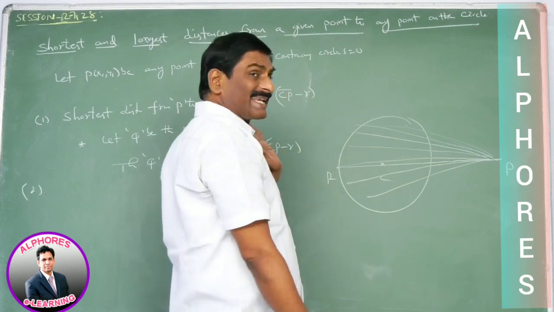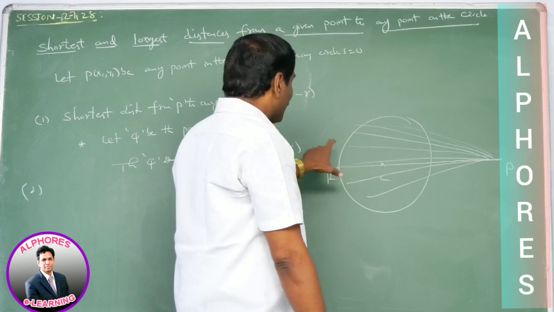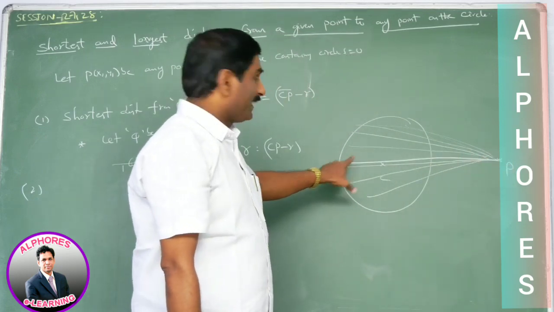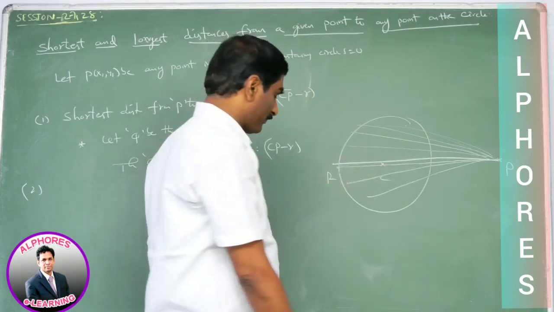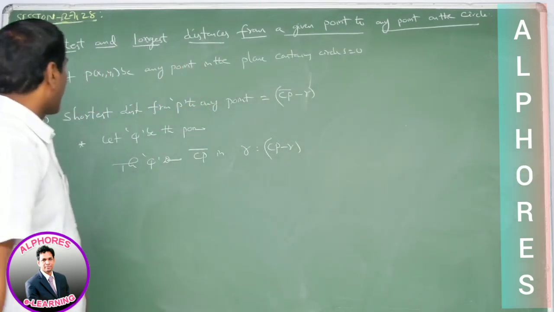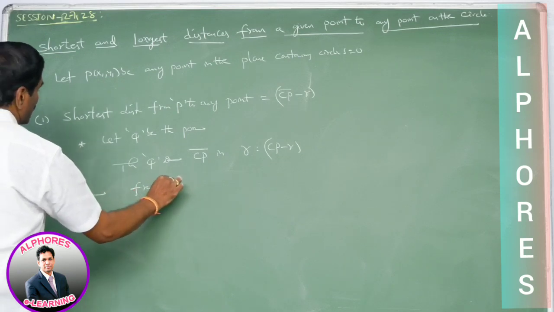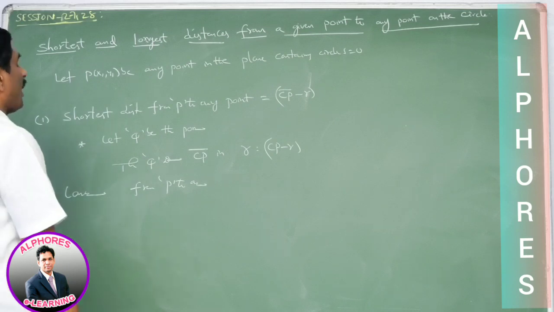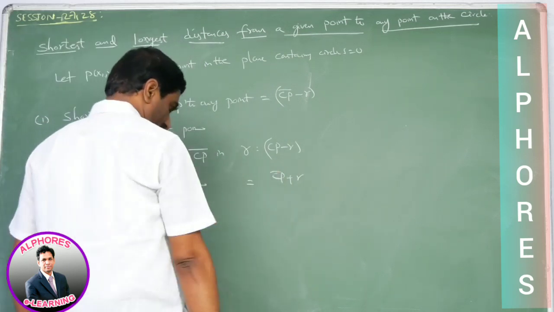So for getting the maximum value of the distance from P to any point on the circle, that R is obtained when the CP line cuts the circle. Exterior of the circle, here exterior, in the previous case interior. Please note this point. The longest distance from P to any point on the circle is equal to CP plus R.